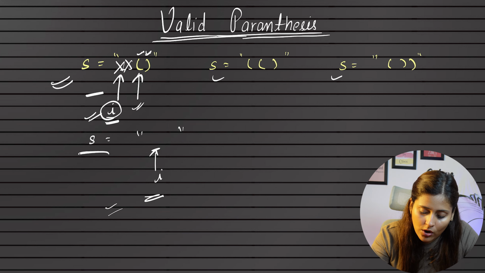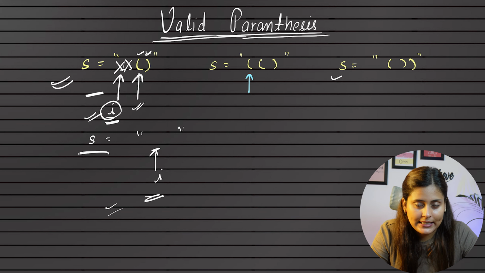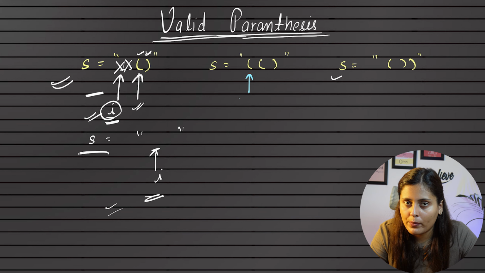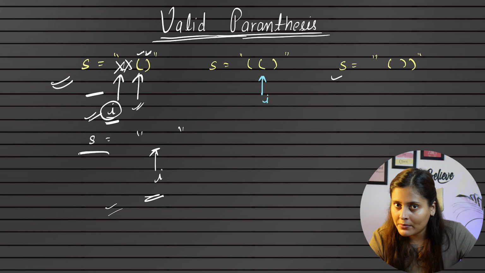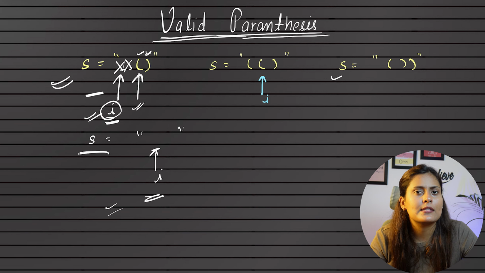Now let's talk about example number 2. We have open. Is I plus 1 also open? No. So we will simply do I plus plus. If we have continuous opens, move ahead, do I plus plus. Now I is open, I plus 1 is closed. Yes, so now there is a possibility for true or false: if the I plus 1 closing bracket is not a matching pair, we will return false then and there.